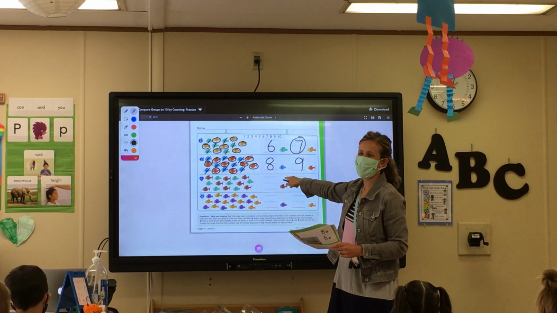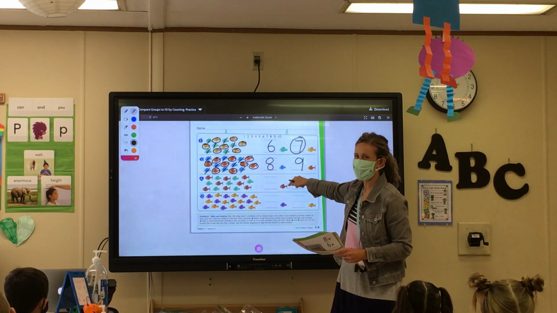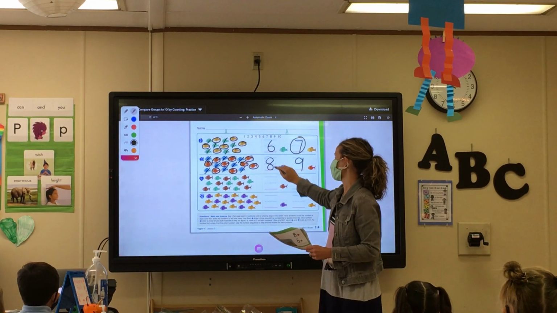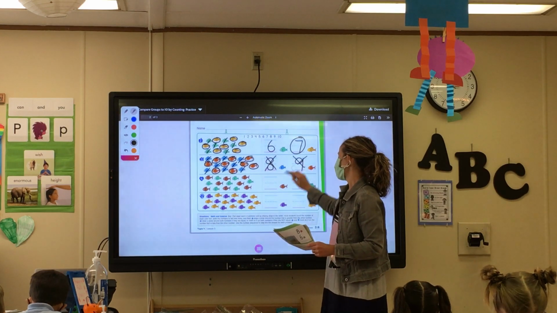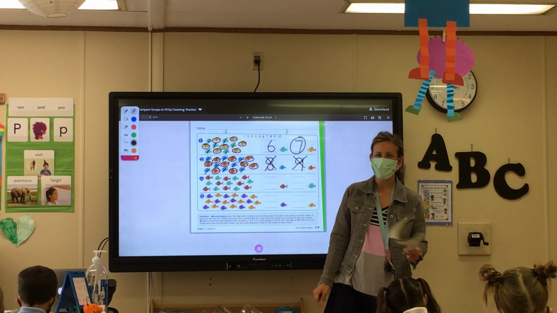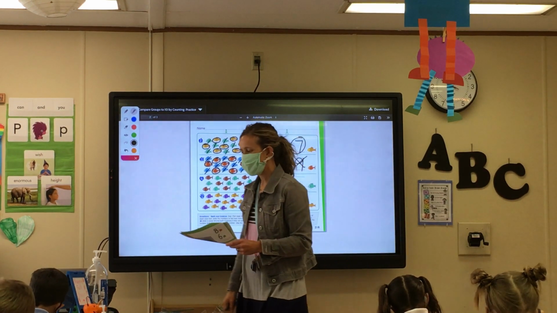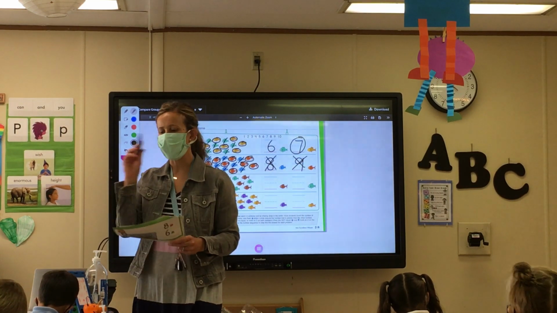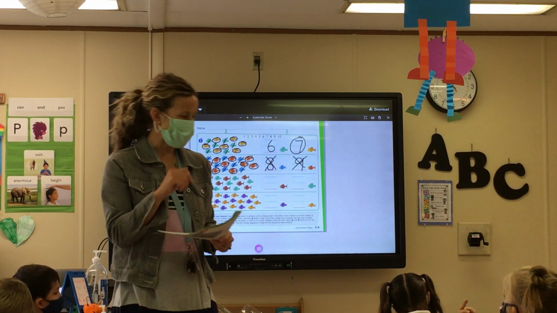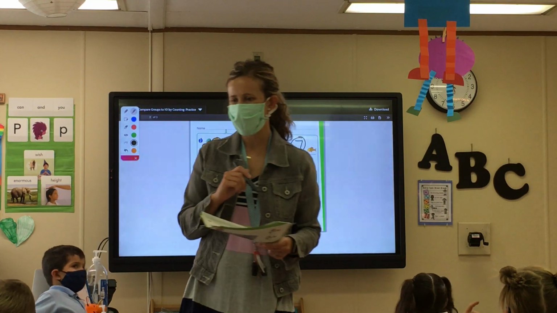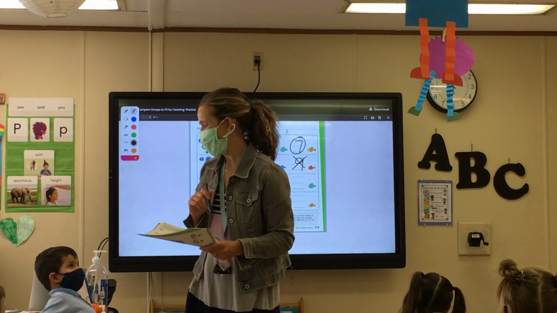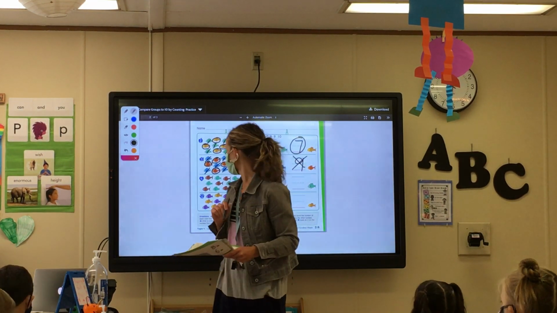No. No, because they're not the same. So here's what we're going to do. We're going to put an X on both numbers because they're not equal. That's what it says. It said circle if they're equal, both of them. Or put an X on both of them if they're not equal. Got that? All right. Okay, let's go down to number 4.